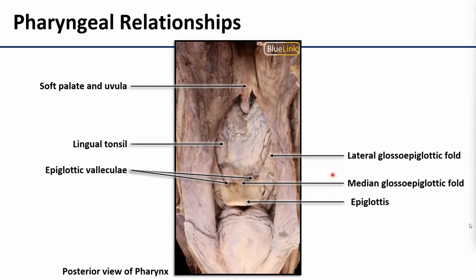These are called the epiglottic valleculae, or spit traps, as we like to call them. These are going to collect saliva that is flowing back into the oropharynx until you're ready to swallow it. So this keeps saliva from heading down into your larynx and trachea unexpectedly.